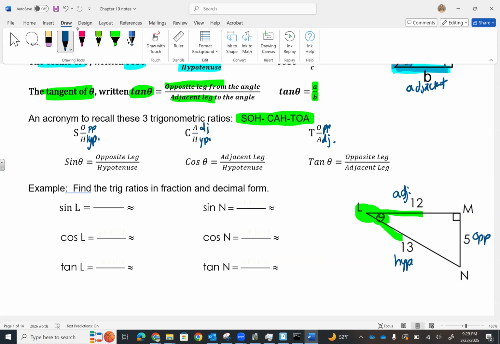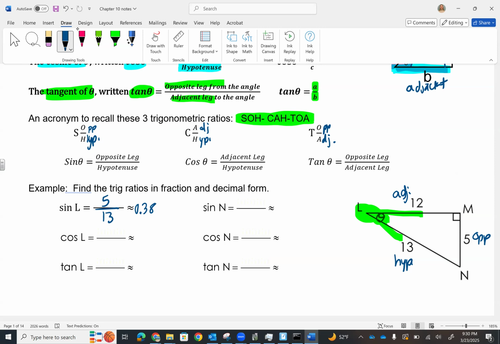The hypotenuse is still 13. It's the longest side, across from the 90. The leg that's closest to the angle is the adjacent leg. The opposite leg is across the triangle, not even touching the angle. So the sine of L, sine is O over H, opposite over hypotenuse. So that would be 5 over the hypotenuse, which is 13. You should always reduce and rationalize your answers as you can. In this case, 5/13 does not reduce, but it says give me the decimal as well. So 5 divided by 13 on your calculator would be 0.38.